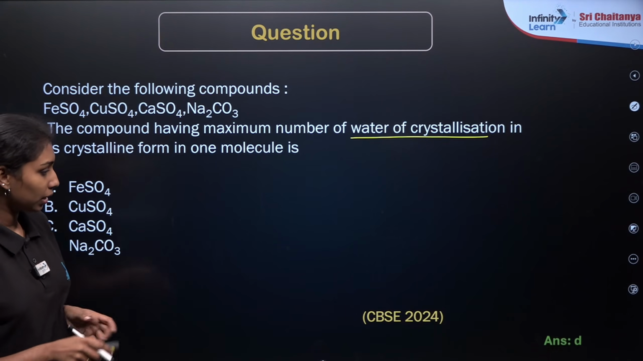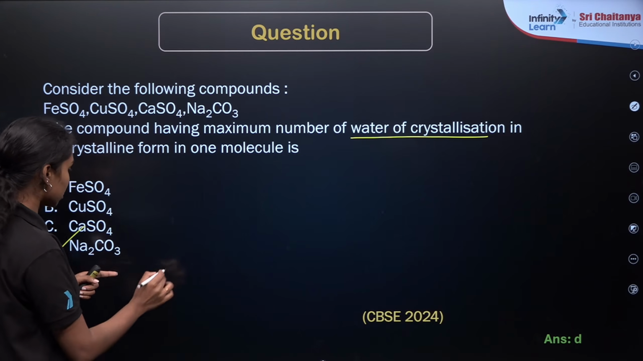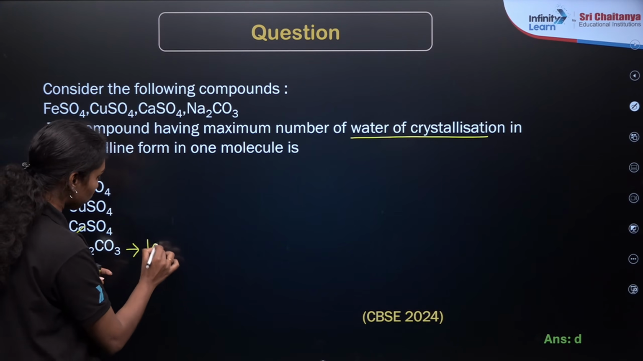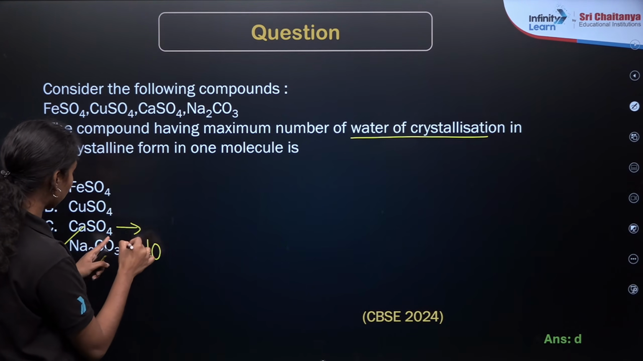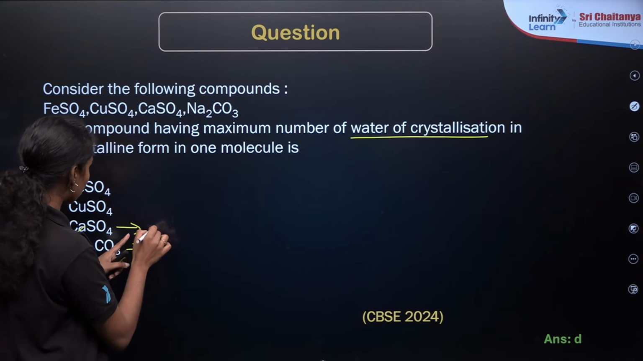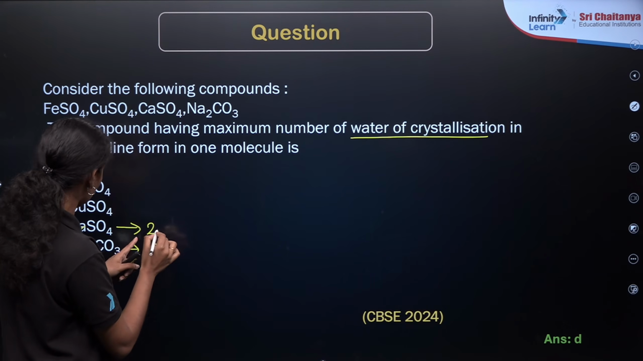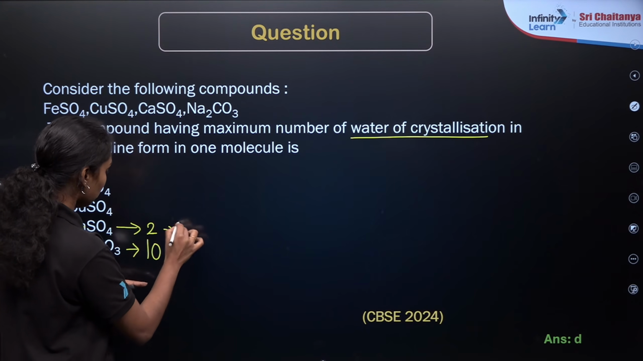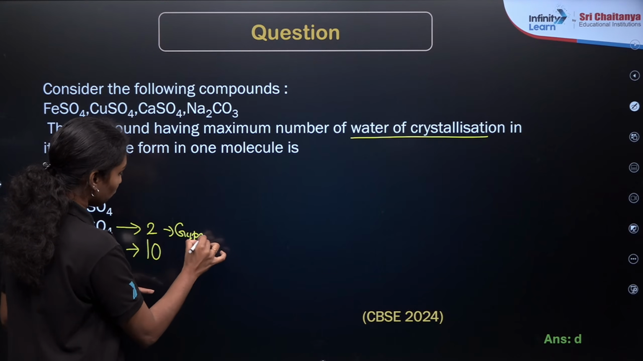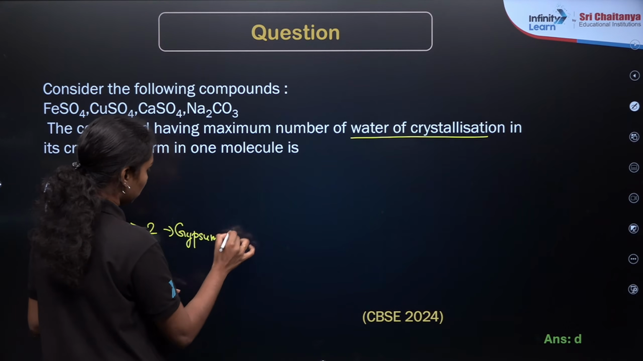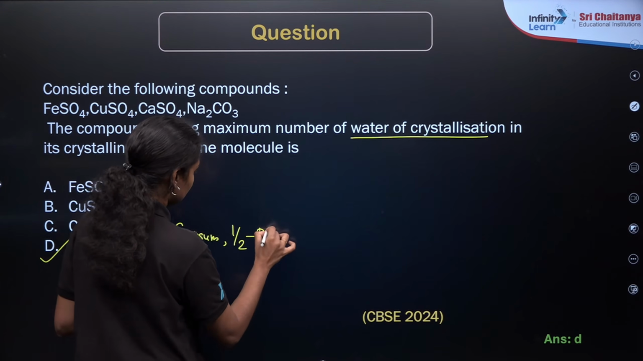Yes, option D will be the correct answer, right? Na2CO3, that is our washing soda. Water of crystallization is equal to 10 here, and for calcium sulfate, it will be either 2H2O or a half H2O. If you are taking 2, it will be gypsum. If it is half, it will be plaster of Paris, right?